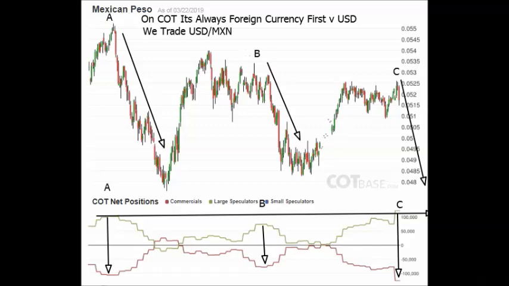Right, before I draw my levels of entry, stop and target in terms of USD MXN, we're going to look at the COT Net Traders Positions first. Just on the COT Net Traders Positions before we go and draw levels of entry, stop and target.